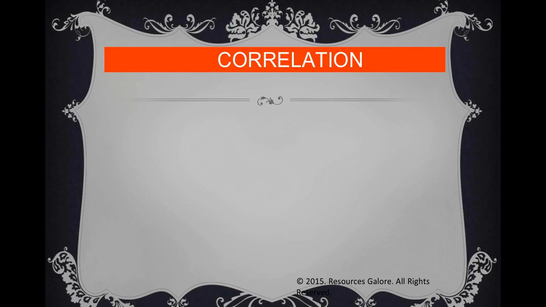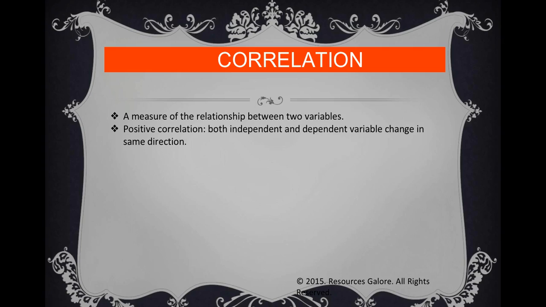Okay, now let's talk about correlation. Correlation just means that there's a relationship between two variables. That's all it means. It does not mean causation. It doesn't mean one of those variables is necessarily leading to the other. So if you have a positive correlation, that means both the independent and the dependent variable change in the same direction. So for example, the heavier the barbells you lift, the more muscle mass you gain. So both those variables are going up.